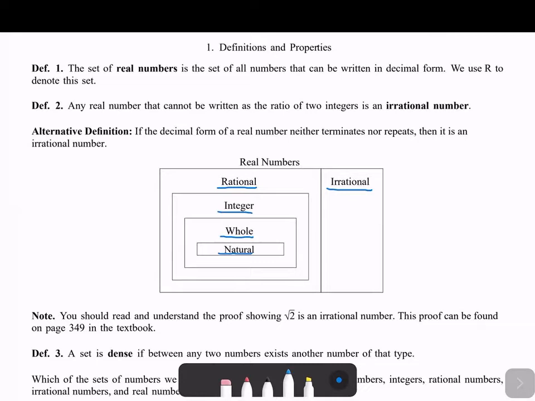A very, very formal definition of the real numbers is the set of all numbers that can be written as a decimal. We use this R, blackboard bold R, to denote this set of real numbers. We've talked about that previously. I'm just going to go ahead and write down all of the symbols that we use for all of our number sets.